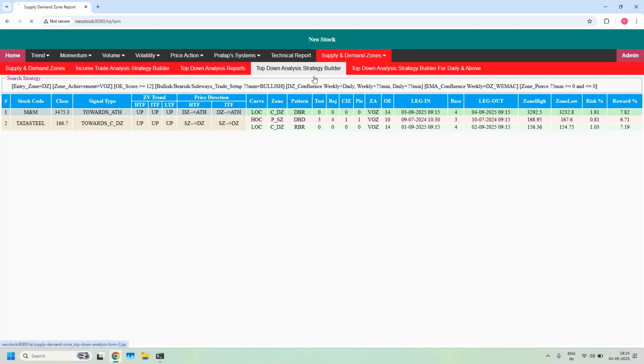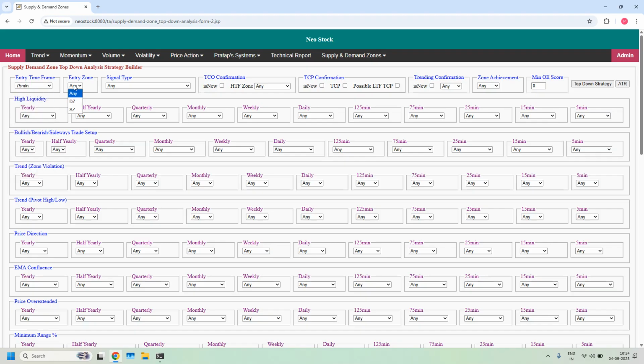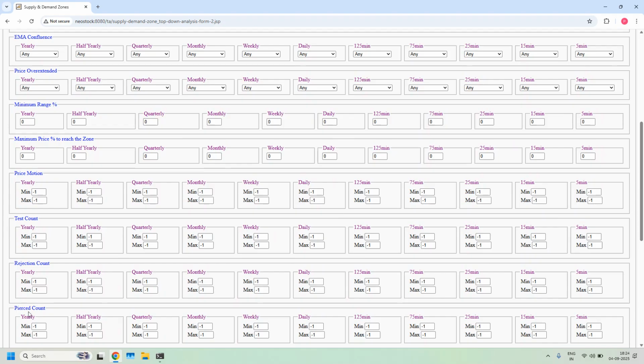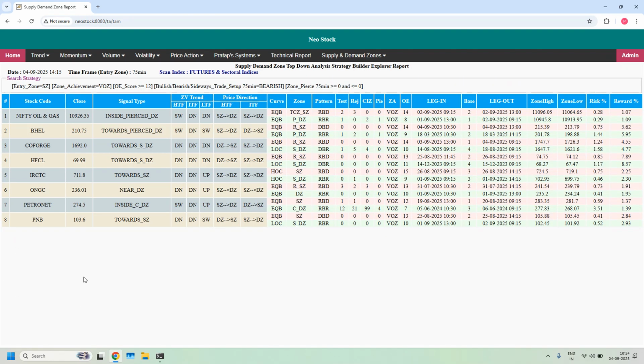Okay, next bearish trade setup for weekly income trade. Entry time frame 75 minutes, entry zone supply zone, bullish or bearish at 75 minutes. Selecting bearish, zone achievement violated, opposing zone, minimum odd and hands score 12, and the 75 minute supply zone should not be pierced. So in the pierced count at 75 minutes time frame, minimum value 0, maximum value 0. With these filters, we got 8 stocks supporting bearish trade setup for weekly income trade. All the entry time frame zones are 75-minute supply zones. So total we got 8 75-minute supply zones.